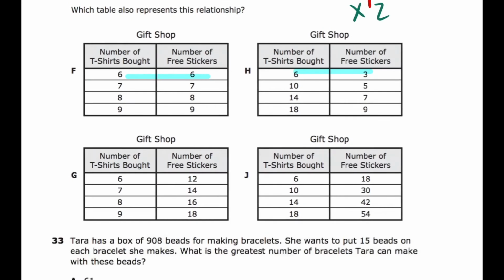So when I look here, 6 times 2 is 6? Nope. 6 times 2 is 3? No. So I've confirmed I can rule out those two. 6 times 2 is 12. That looks good. 7 times 2 is 14. 8 times 2 is 16. 9 times 2 is 18. G looks pretty good. 6 times 2 is 18? No. 10 times 2? No. So then my correct answer is G.